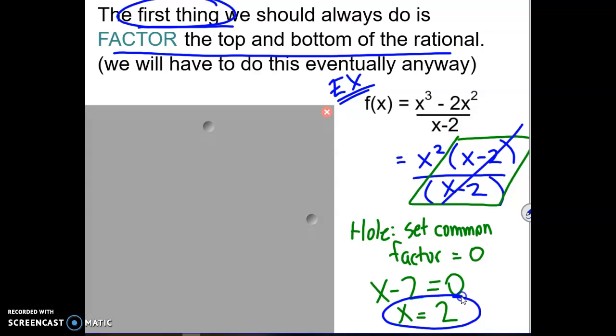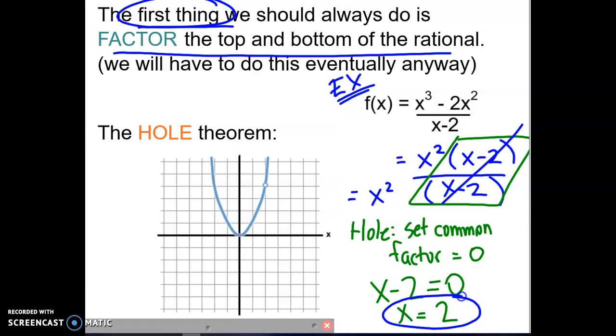When I have something the same on top and bottom, they divide out. So when I divide out that x minus 2, all I'm left with is x squared. Now you guys know what x squared looks like. X squared is just a parabola. The parabola that I'm left with is not even rational anymore. It's not even a fraction function anymore. It's just a parabola. But there is a hole in it at x equals 2. So if you look, there would actually be a little circle that represents a hole where your x value is 2.